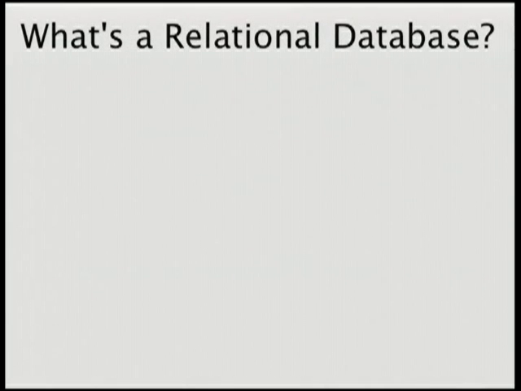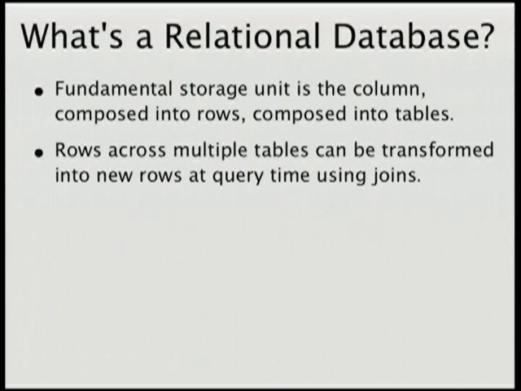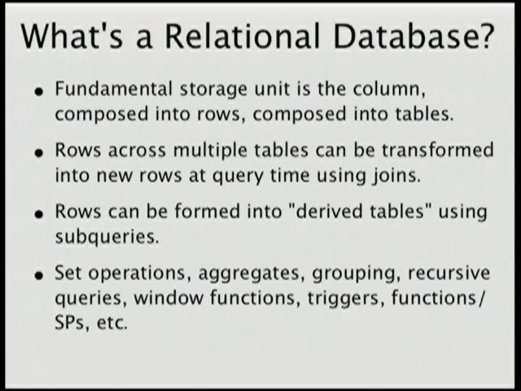Relational database, to make it more specific: the fundamental storage unit in a relational database is the column, which is composed into rows. Those are then composed into tables. When we do queries, we can take rows from multiple tables and transform them into new rows composed from multiple tables together using joins. That's a degree of flexibility that relational databases give us. We can also make something called a derived table, which is like a subquery. It means we take some rows within our query, and that becomes something that we can then further select from, which I find pretty cool.